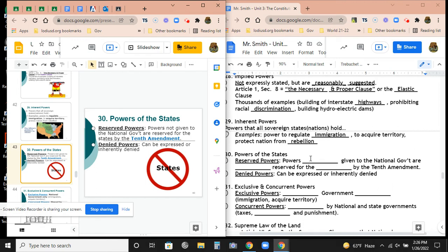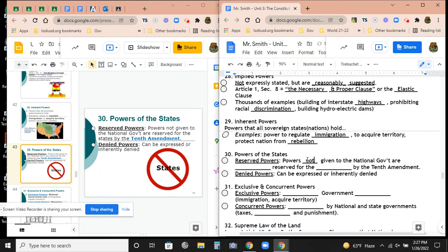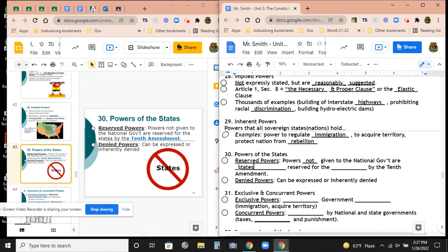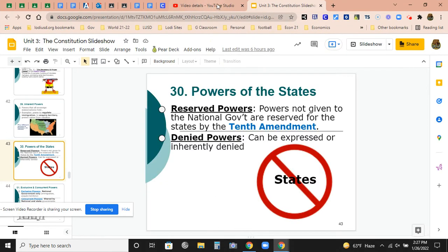Powers of the states. These are reserved powers. They're powers not given to the national government. Instead, they're reserved for the states by and through the 10th Amendment. What does that mean exactly? Powers not given to the national government are reserved to the states by the 10th Amendment. Oh, it's a blank there. Just get rid of that blank.